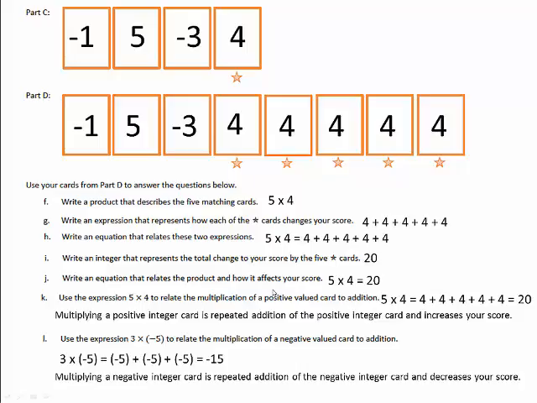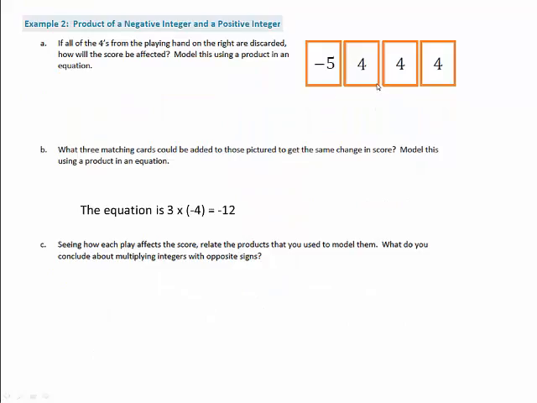So we've looked at what happens when we multiply a positive number by a positive number and a positive number by a negative number. Let's take a look at an example of what happens when we have a negative integer and a positive integer.